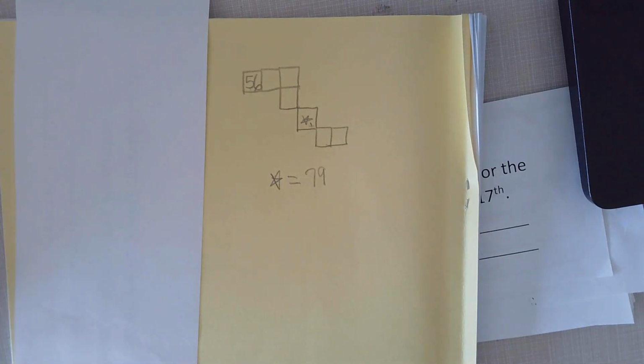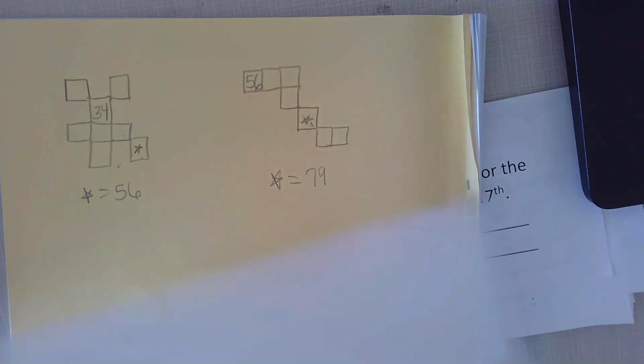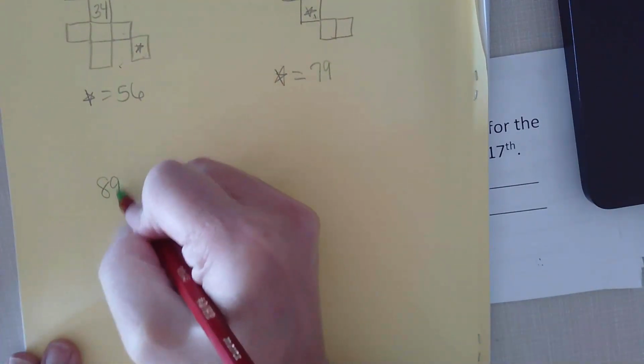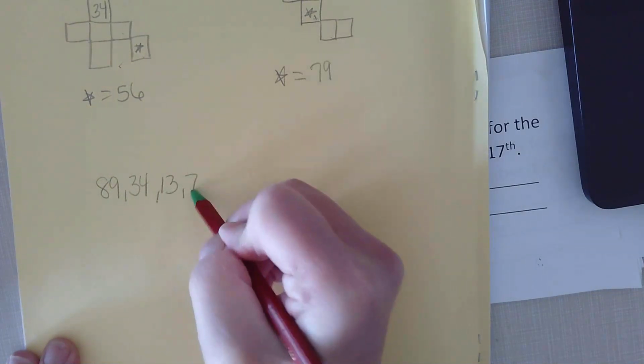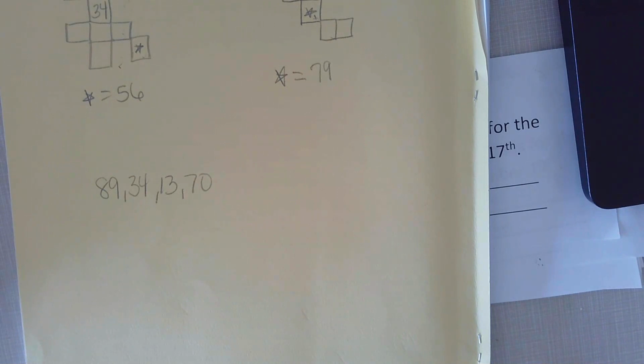Okay, so if you did not have a hundreds chart in front of you and I asked you to tell me which column and row the numbers 89, 34, 13, and 70 belong in, how would you be able to do that?